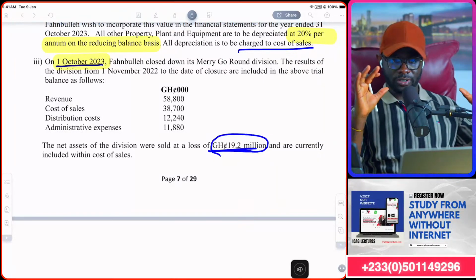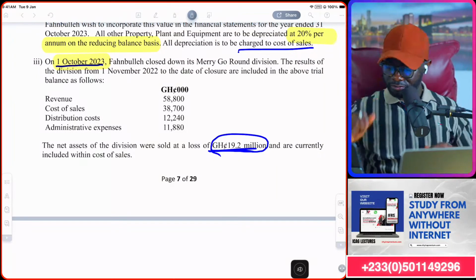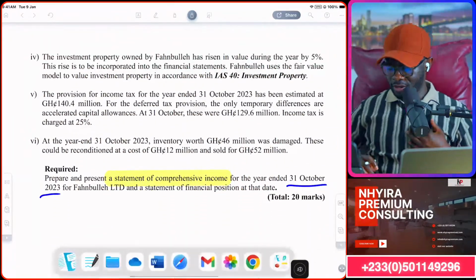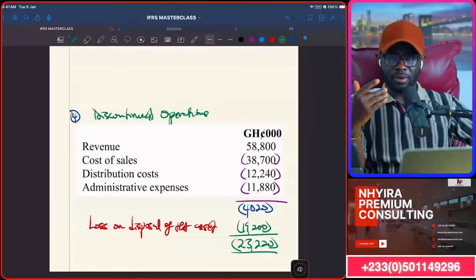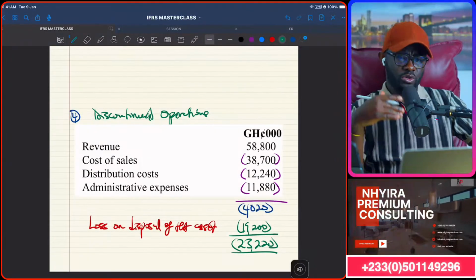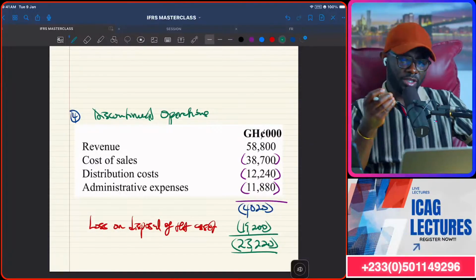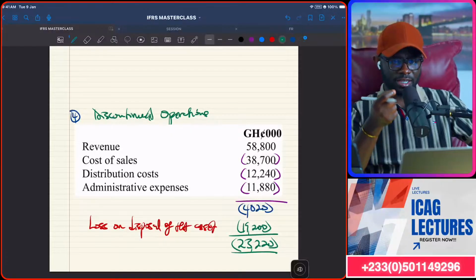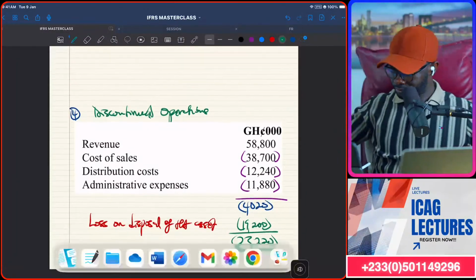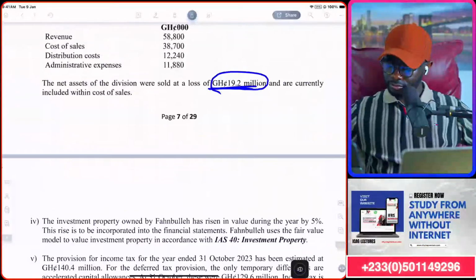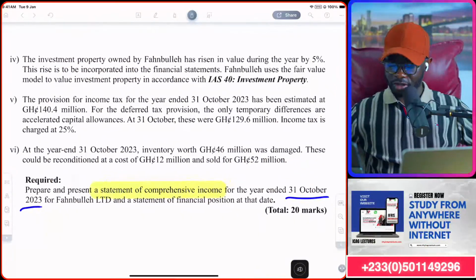Very important. Okay. So now the financial statement we are about to prepare will be the financial statement for the continuing division, because the division that has been sold, its effect has been adjusted for. So that is note 3, the disposal of the division.